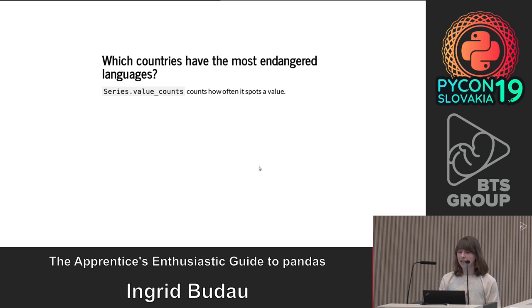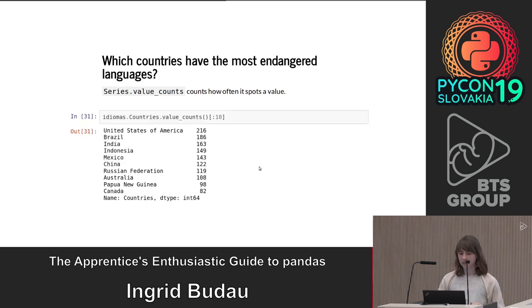Series.value_counts tells us how often it spots a value. If we go shortly back to our languages data set, we say idiomas, countries, value_counts, show me the first 10 entries. And we see how many counts there are, like what are the countries which have most entries and most endangered languages? United States, Brazil, India, Indonesia, to name a few.